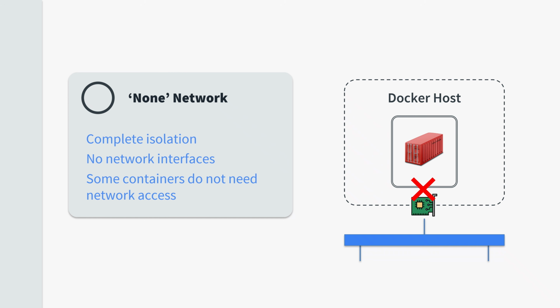Why might we use this? Because not every container needs network access. We might have a container that simply runs a script to process some files on a volume. There is no reason to expose it to a network, and best practice says that we shouldn't.